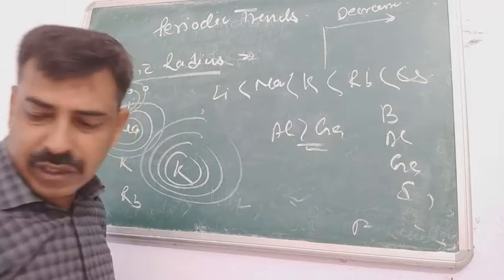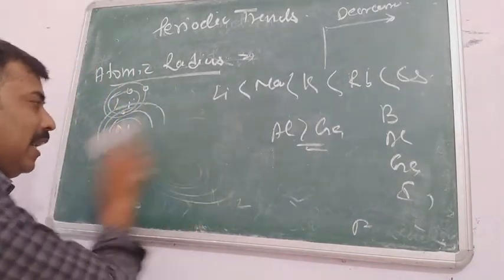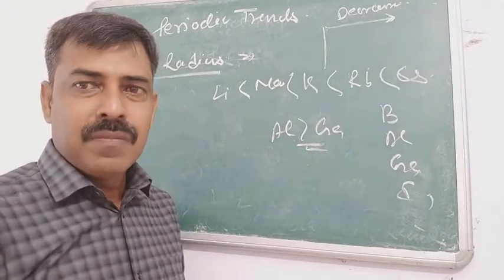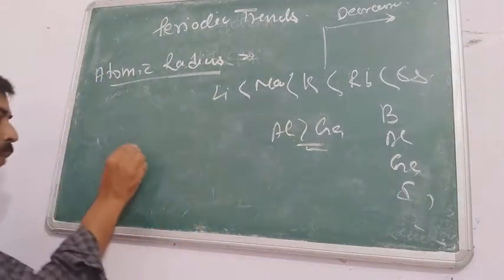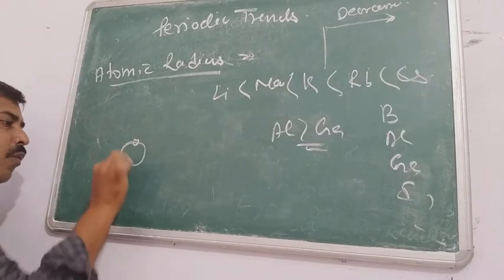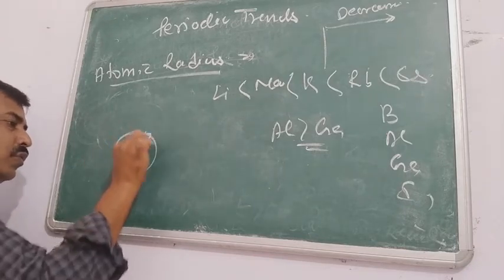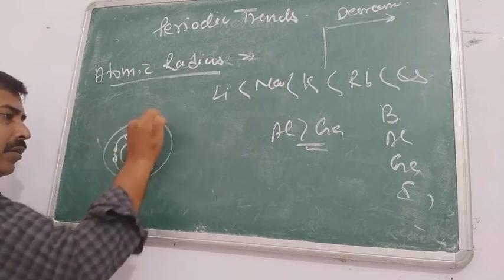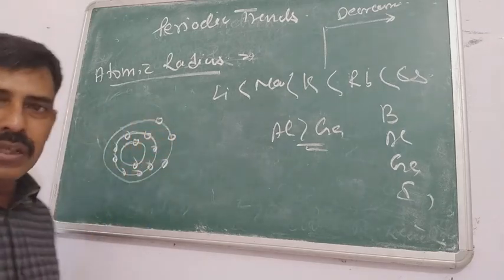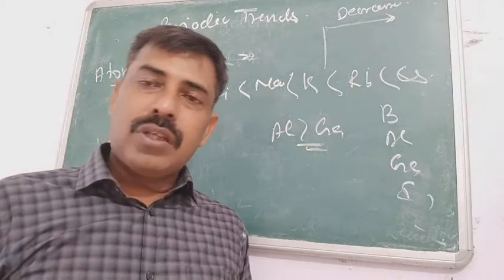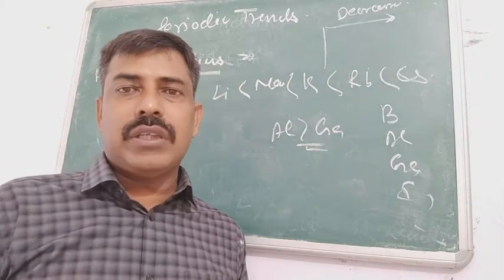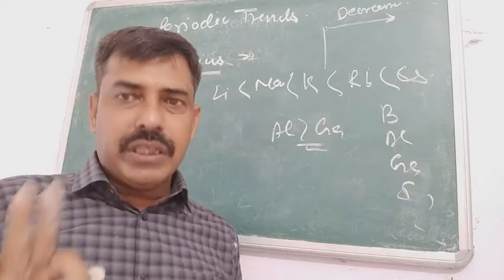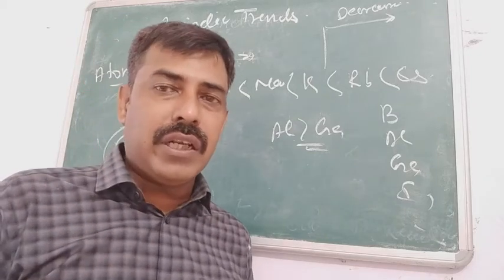I am just trying to show this with the help of the electronic configuration. The electronic configuration of aluminium is 1s2, 2s2, 2p6, 3s2 and 3p1. That means there are 3 shells. The first shell contains 2 electrons, the second shell contains 8 electrons and the final shell contains 3 electrons. That means the valence shell contains 3 electrons.